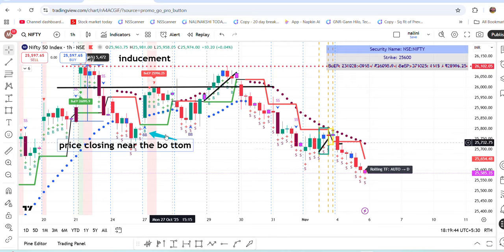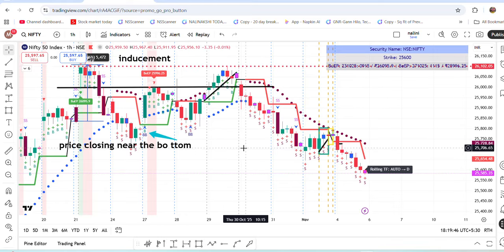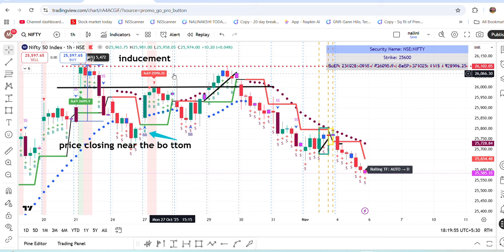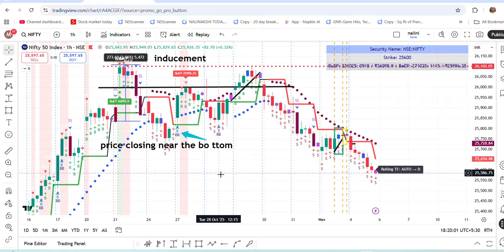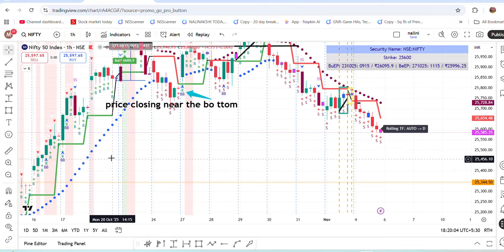This is the clear example of institutional play. This is how distribution takes place. Subtly, silently, trapping the liquidity, sweeping the liquidity, everything happens in the market. It is still continuing downwards, and the price has moved.